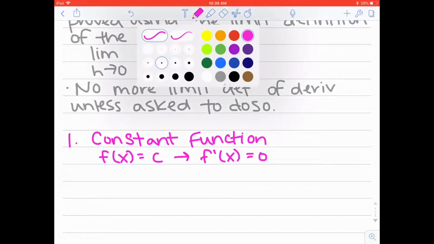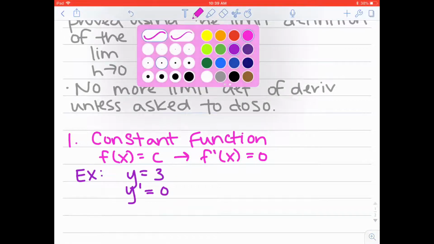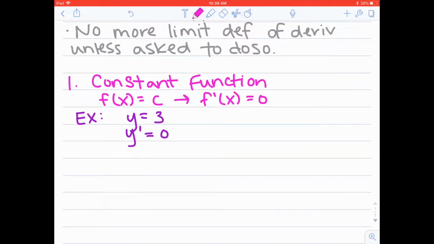So, for example, if we have y equals 3 as our horizontal line, then we know at any point on that horizontal line that instantaneous rate of change, or that slope at any point on that horizontal line, is going to be 0. So we say y prime equals 0. The derivative of 3 is 0. Alright, so those are obviously pretty easy. Let's go ahead and do another one.